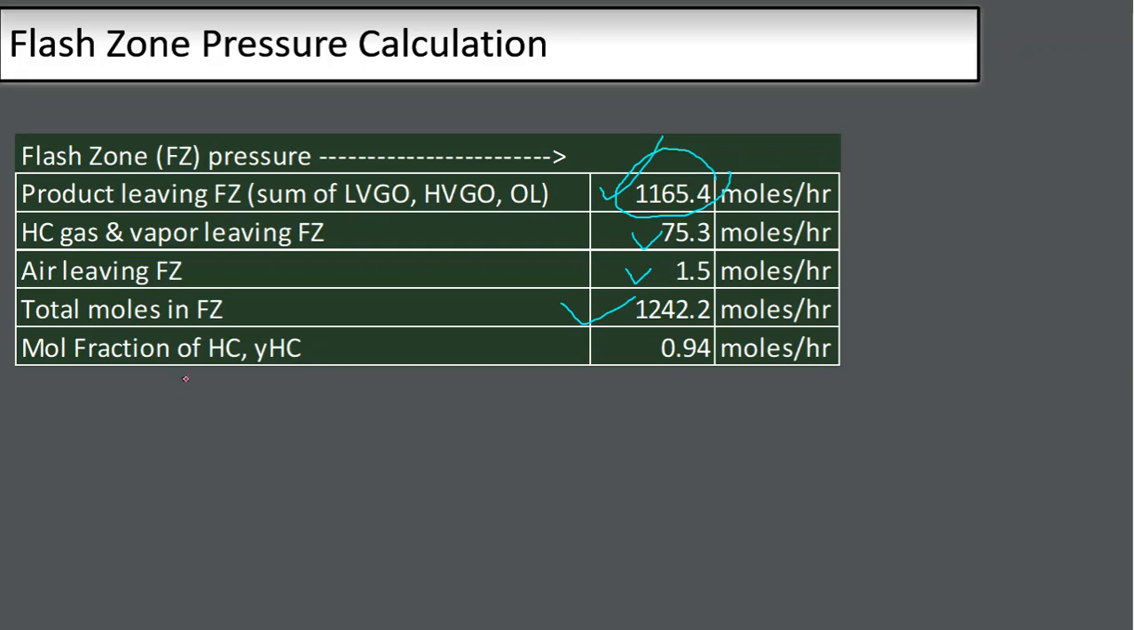So we can find the mole fraction of these hydrocarbons simply as the total amount of the hydrocarbons divided by the total moles. So 1165.4 divided by 1242.2 comes around 0.9094, which means about 94% of our material is hydrocarbon products leaving from the flash zone. Now come to the next step. This is the first step that is required here.